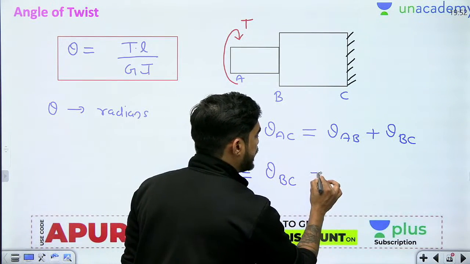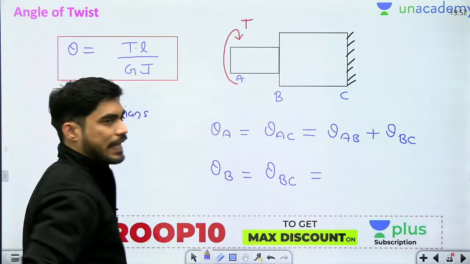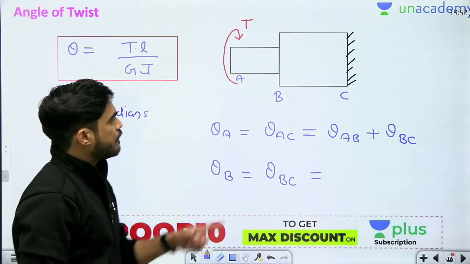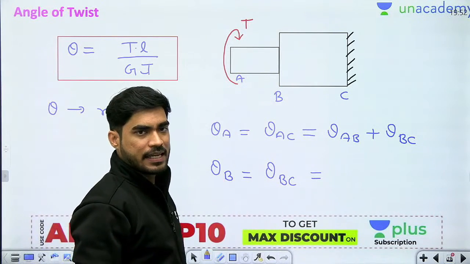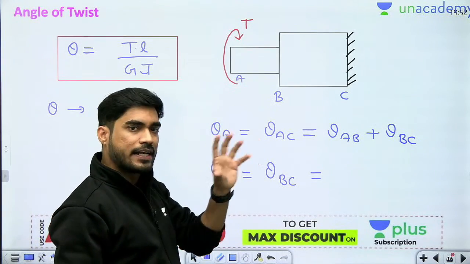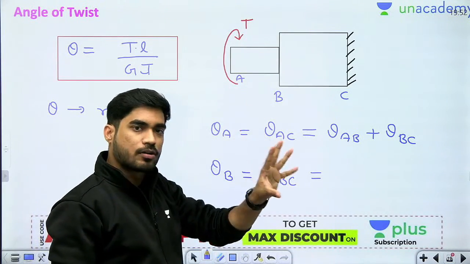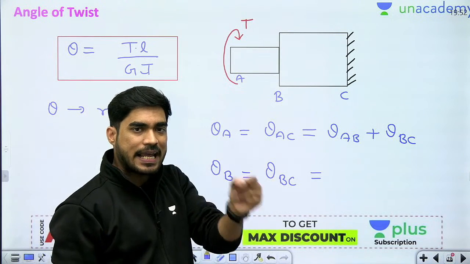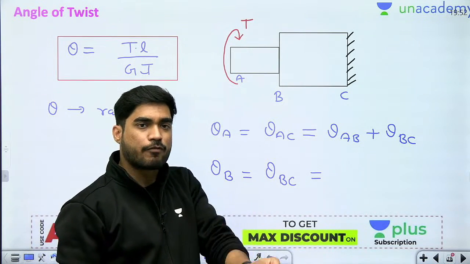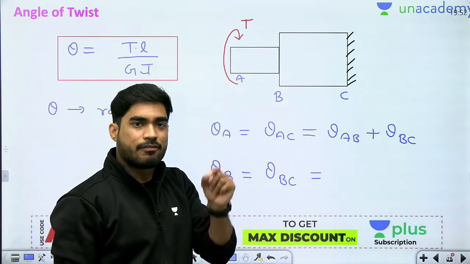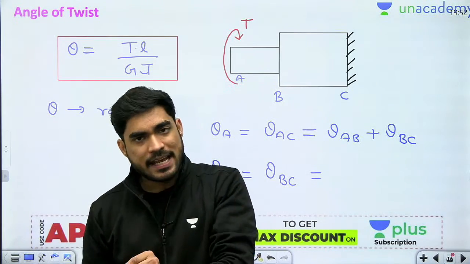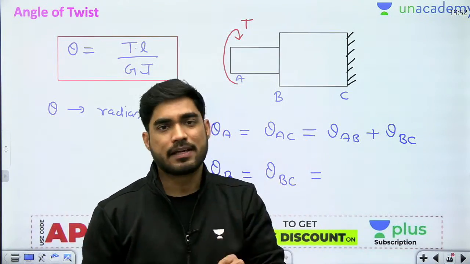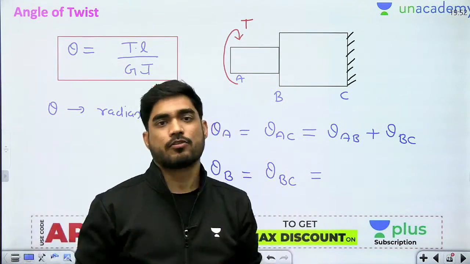Now why theta BC? Why not theta AB? Understand, if I calculate theta AB, then A is also getting twisted, B is also getting twisted. So theta AB will not be the angle of twist of B. It will have the angle of twist of A plus the angle of twist of B. A is also twisting, B is also twisting.